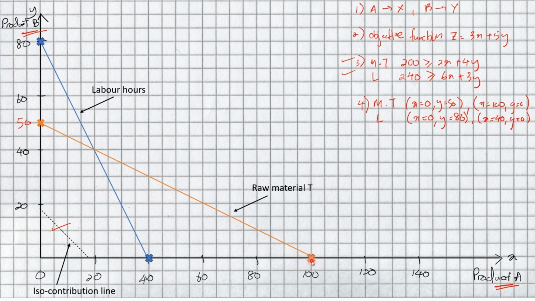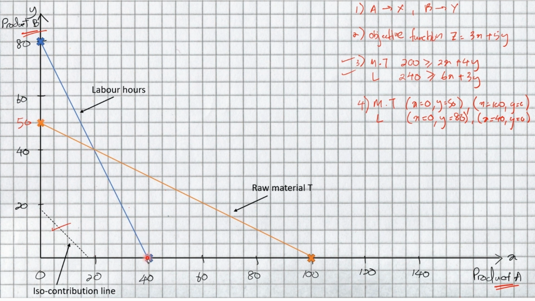Is this a feasible point? This is not a feasible point because this point exceeds this line. Remember, feasible points do not exceed any line. So this is not a feasible point. Now we have four feasible points, which are the origin and here, here and here.